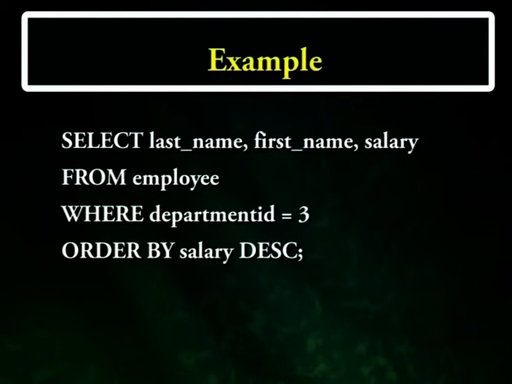Now, this statement will retrieve columns last_name, first_name and salary with all their rows from the employee table where the department ID of the employees equals 2. The result will be a sorted list. The result will be sorted according to the salary column in descending order, as specified in the statement.